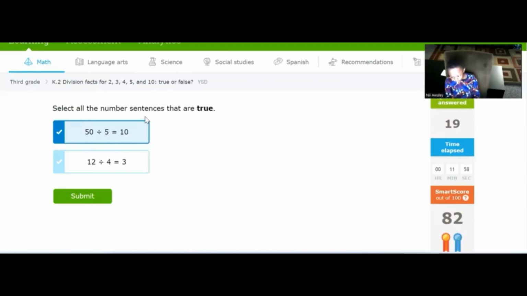4 times 1 is 4, 4 times 2 is 8, 4 times 3 is 12. This answer is correct because 4 times 3 is 12. Select all the number sentences that are true.